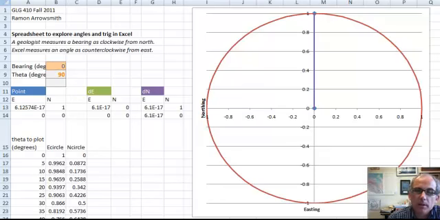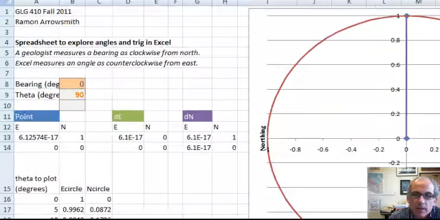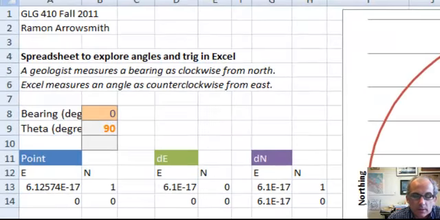I wanted to explain a little bit more about this difference between how a geologist thinks about angles and how Excel thinks about angles. It's really the very basic trig of circles, and also how trig works with angles that are larger than 90. So I built a spreadsheet.